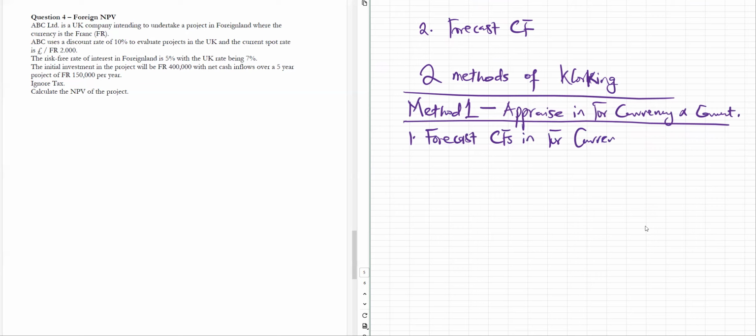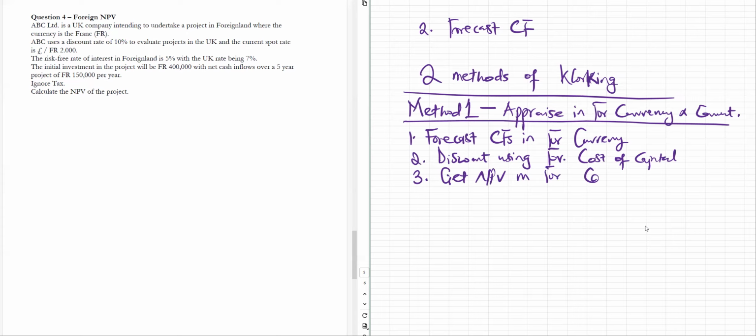So the foreign land, their currency. Then you discount, okay? You discount using the foreign cost of capital. And then the third thing is that you now get the NPV, get NPV in foreign currency, okay? Then finally convert to parent currency or the home currency, okay? Convert to the home currency.